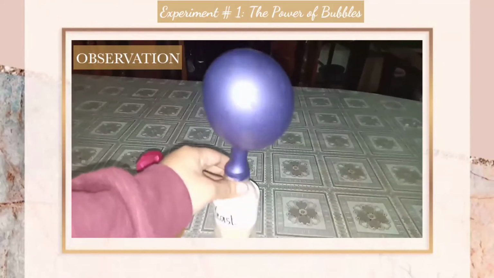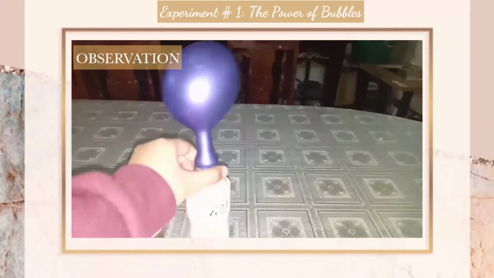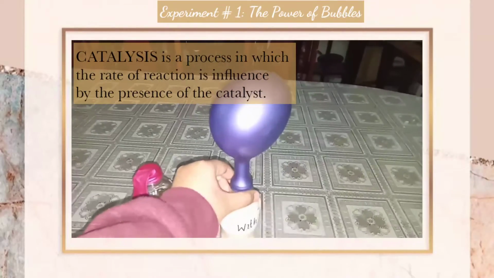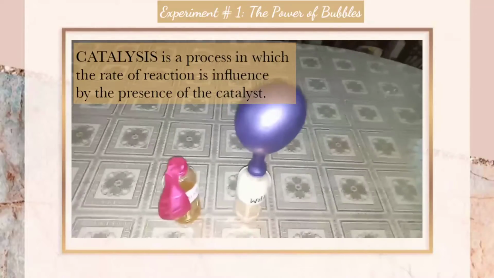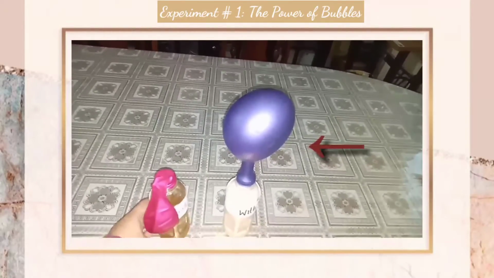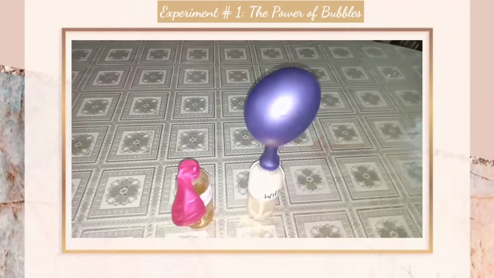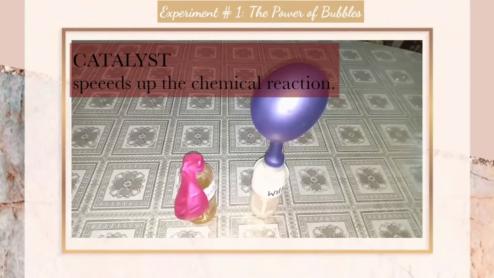Observation. The first experiment shows the effect of catalysis on chemical reaction rate. Catalysis is a process in which the rate of reaction is influenced by the presence of the catalyst. As you see, the bottle labeled as with yeast has been inflated. Why is that so? Because of the presence of the catalyst that speeds up the chemical reaction.